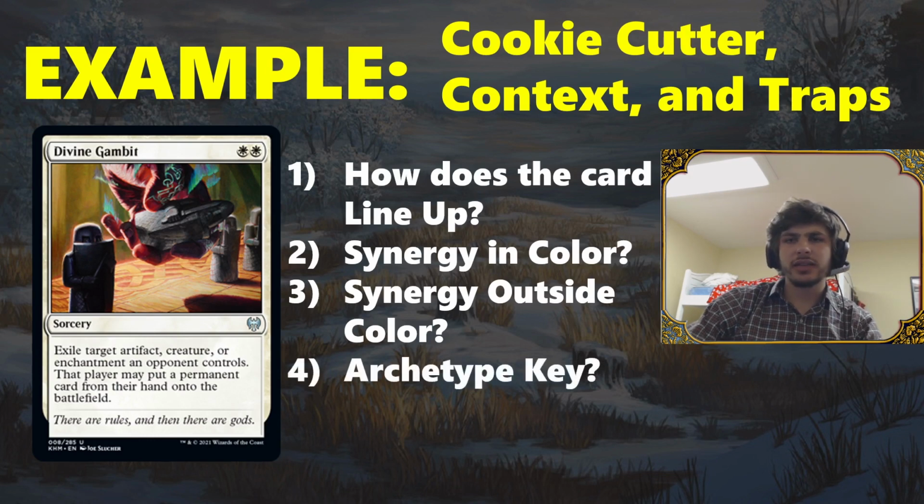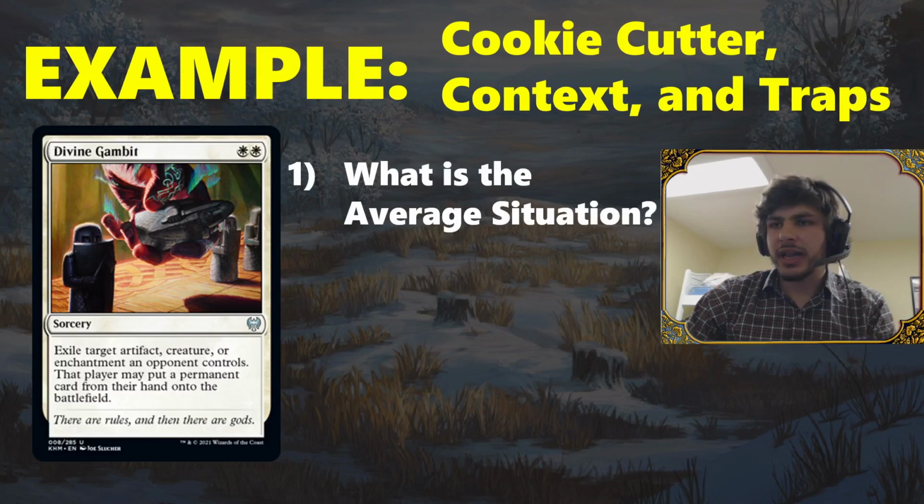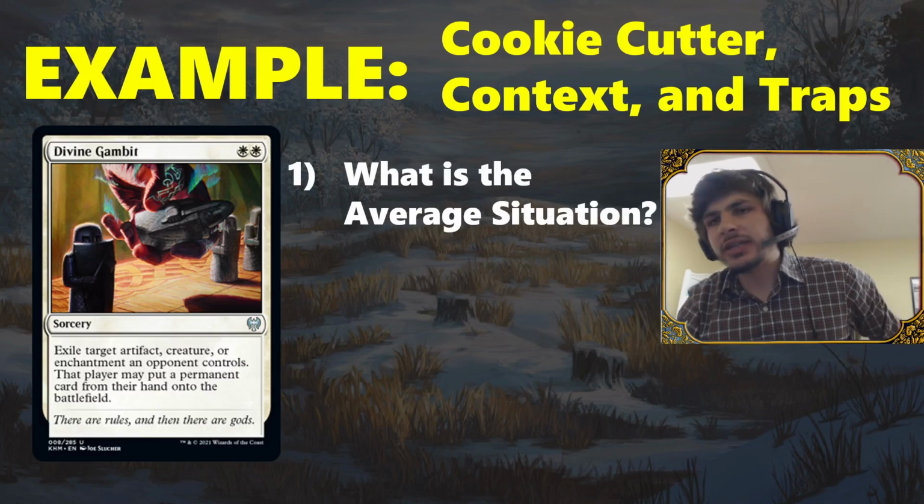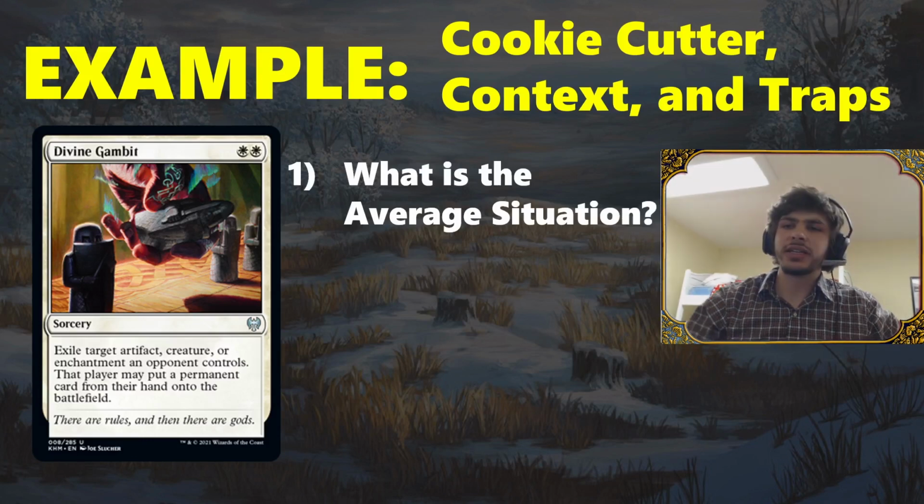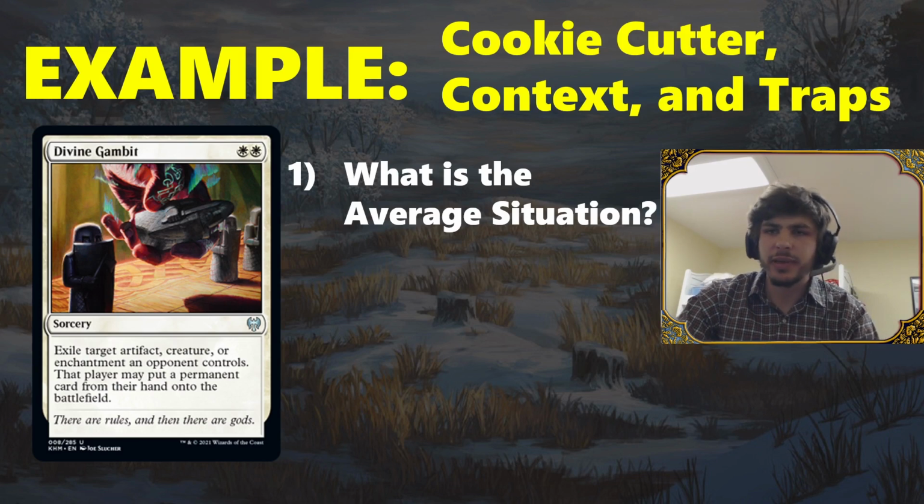And then finally, is it an archetype key? Is there a deck in the format that cares about making your opponent put permanents into play and then sweeping them away with a board sweeper or something of that nature? That's pretty unlikely. Finally, let's look at, is it a trap? So this card was really interesting because when I first saw it, I thought, well, obviously it's a trap because the card looks like it's a great removal spell, and then it just doesn't deliver on that expectation.